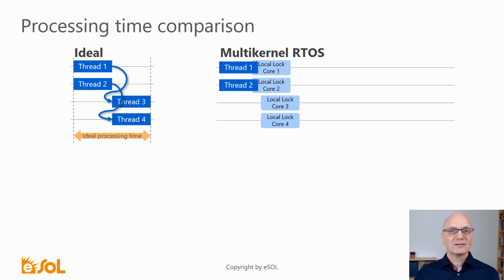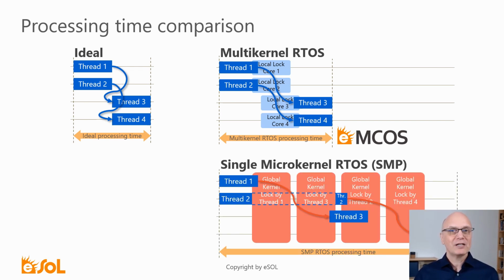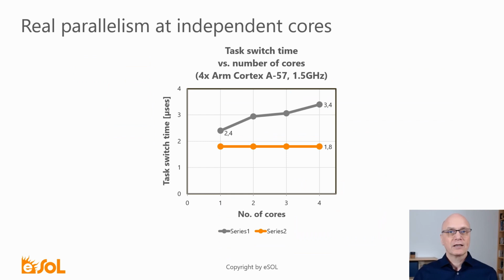This is much faster and closer to the ideal timing. Indeed, there is roughly a single kernel lock duration instead of 4 kernel lock durations. With this, the eMCOS multi-kernel RTOS can increase the parallel portion of the complete embedded application, let's say by 15%. Can you measure it? Yes, you can.